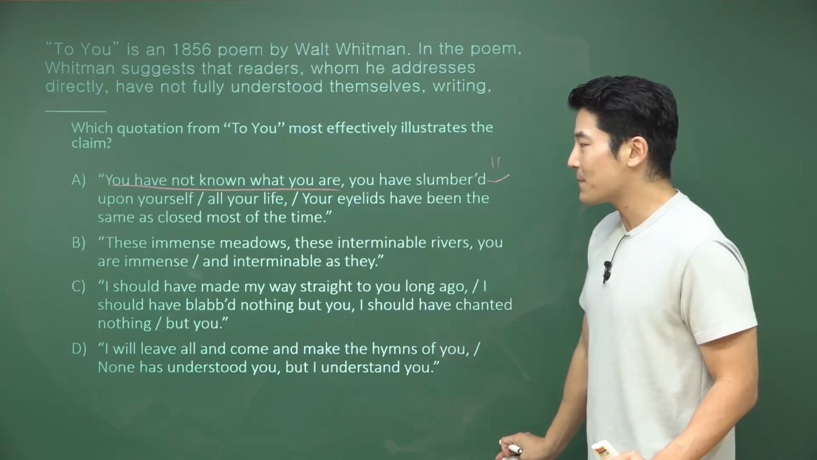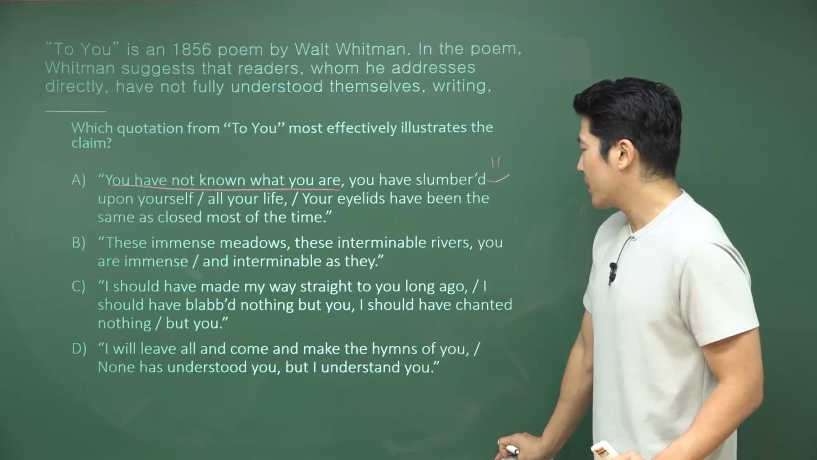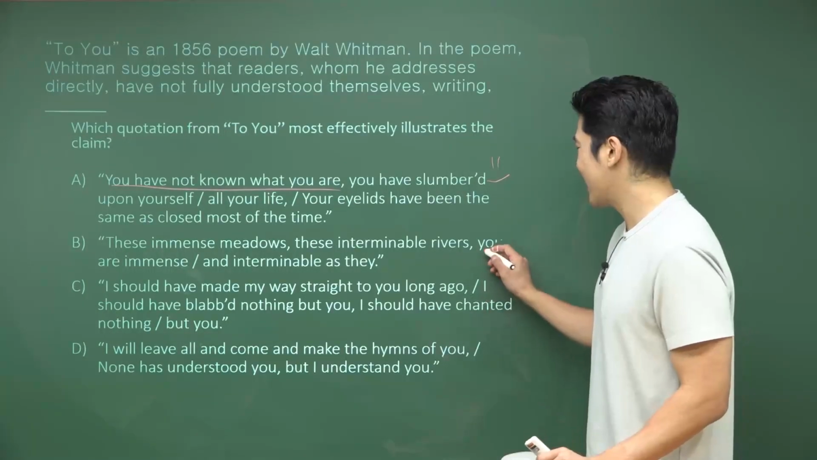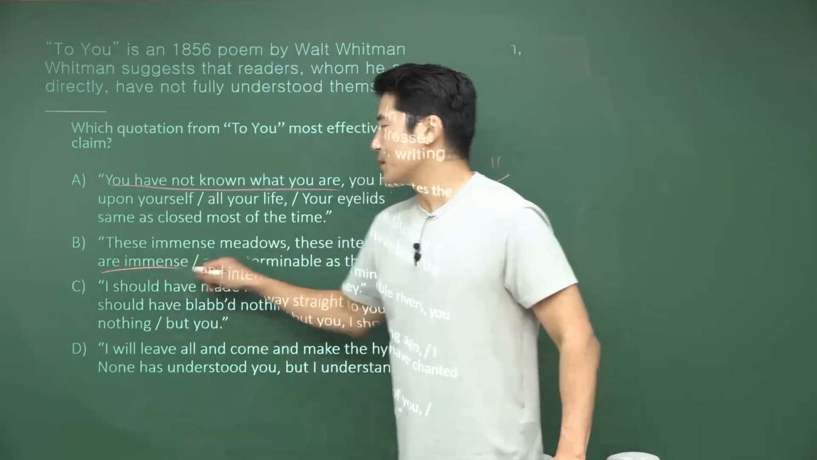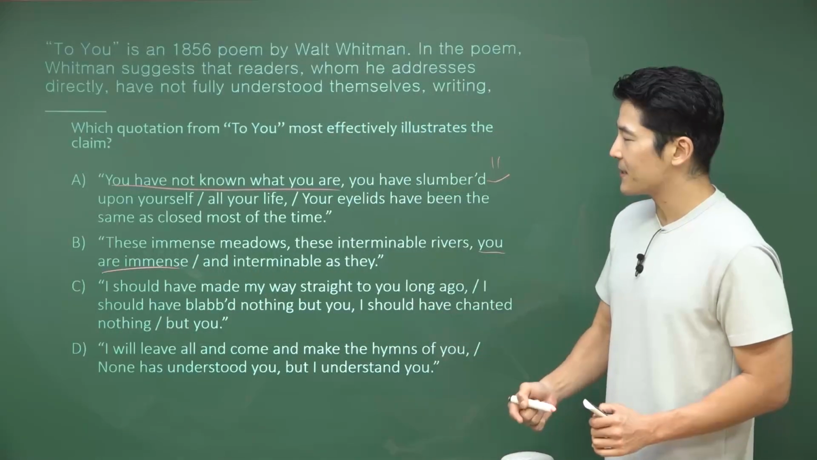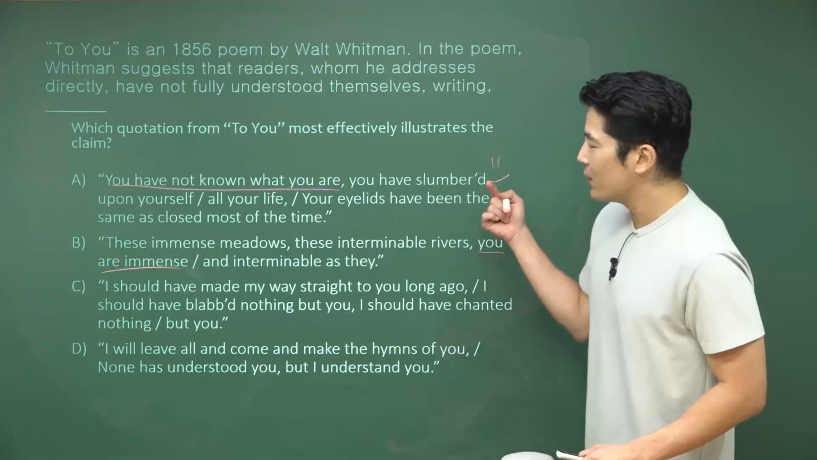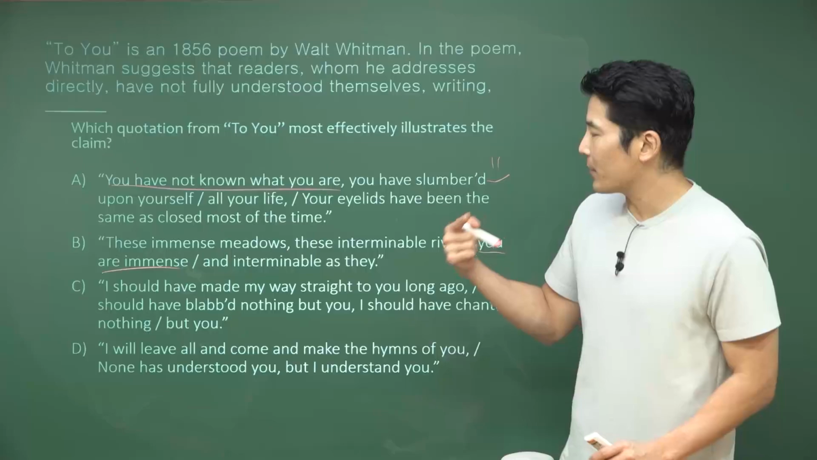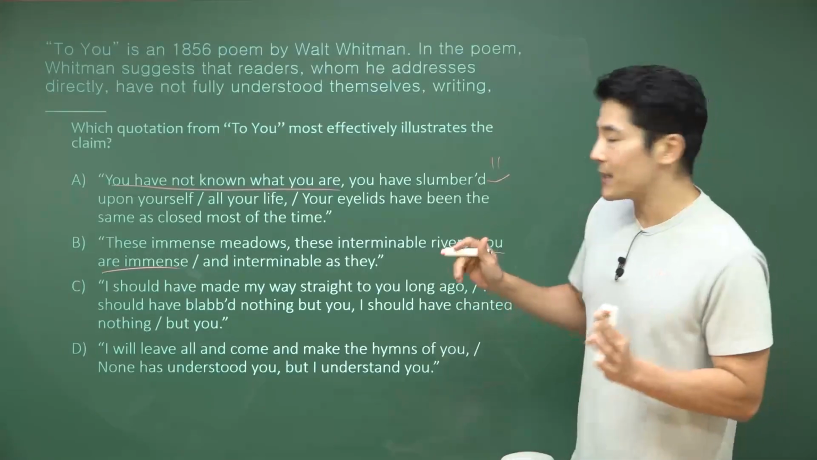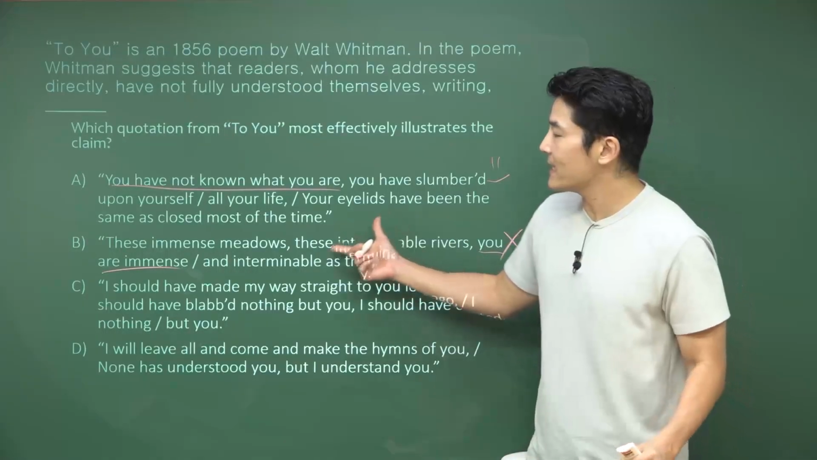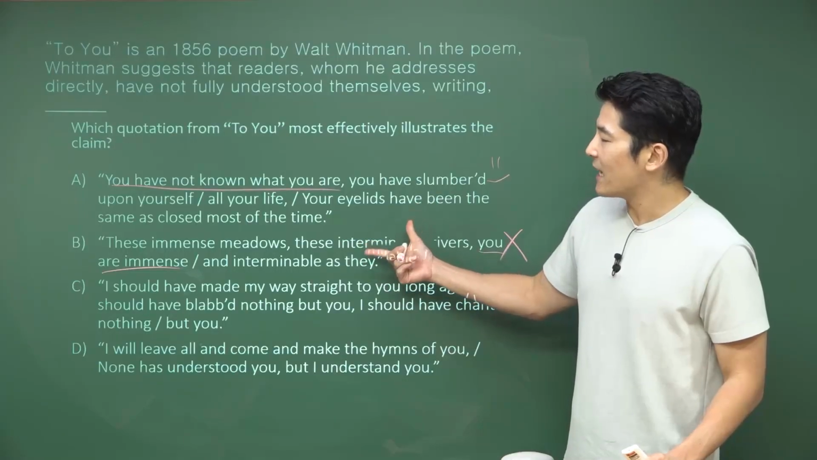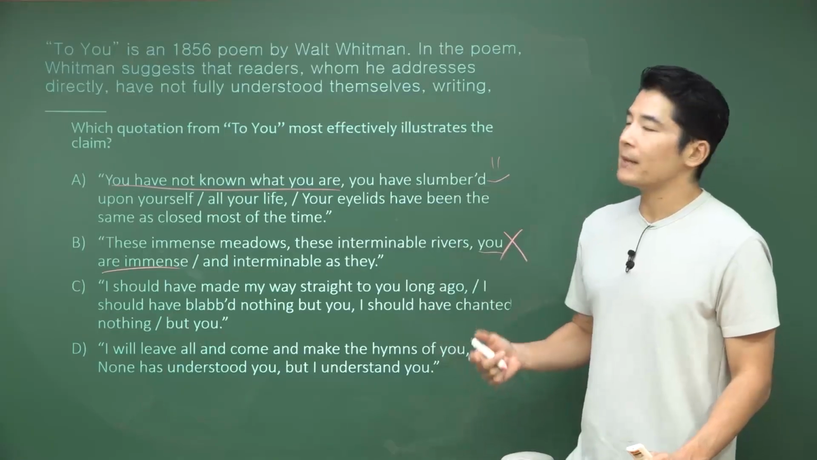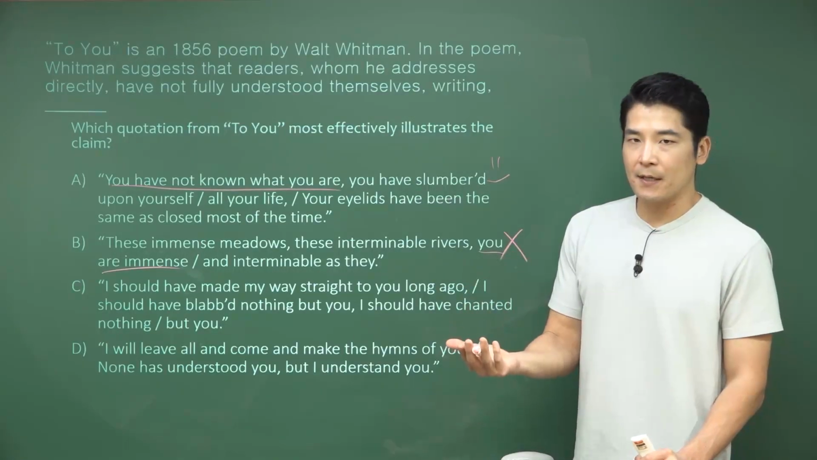B says, "These immense meadows, these interminable rivers, you are immense. You are interminable as they." So this adds some certainty, like you are immense. I would say this is obviously wrong, because this is not directly related. This is completely off topic to the claim that readers do not fully understand themselves.